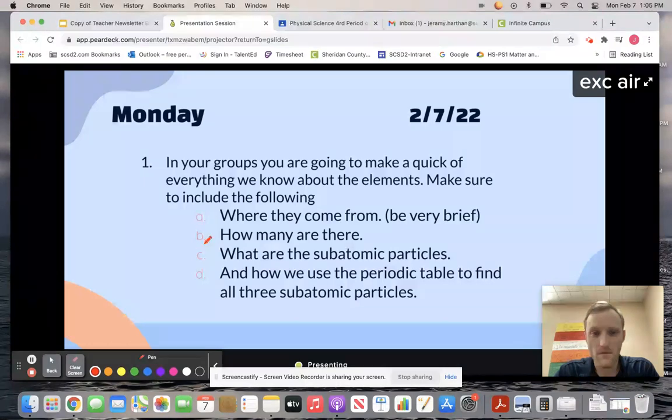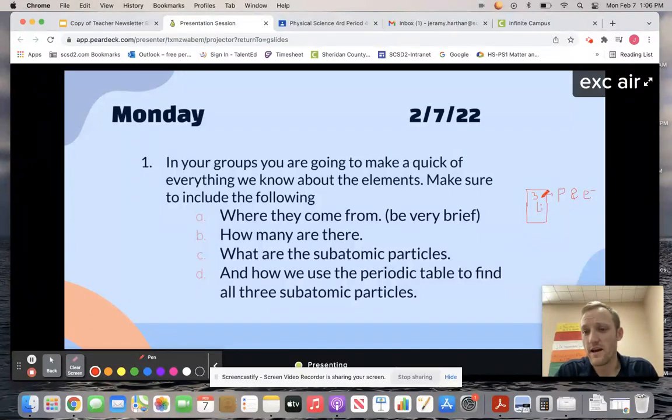Then what subatomic particles are there? We know we have the protons, neutrons, and electrons. And if we look at an element card like this, for lithium, we know that the atomic number is 3, and that's going to tell us our number of protons. That's also going to tell us the number of electrons. If it's neutral, we're going to have the same number of protons and electrons.